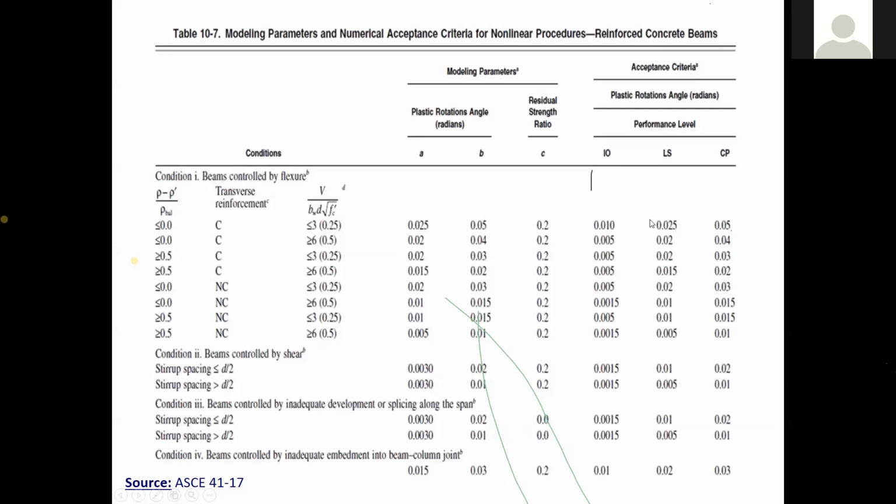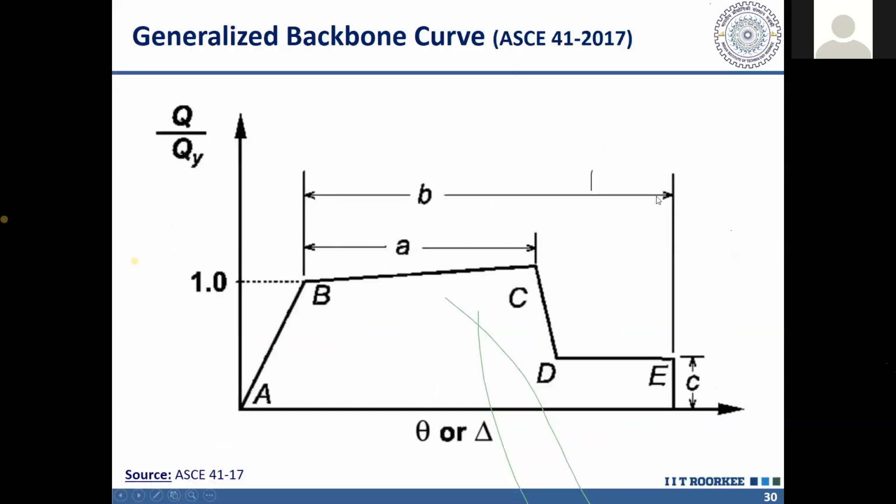So life safety and immediate occupancy, these points are between yield and the collapse prevention. Collapse prevention is the maximum value here. So this is the value of B. This is the value of A. So here we have collapse prevention. Somewhere here we have immediate occupancy, and somewhere here we have life safety.